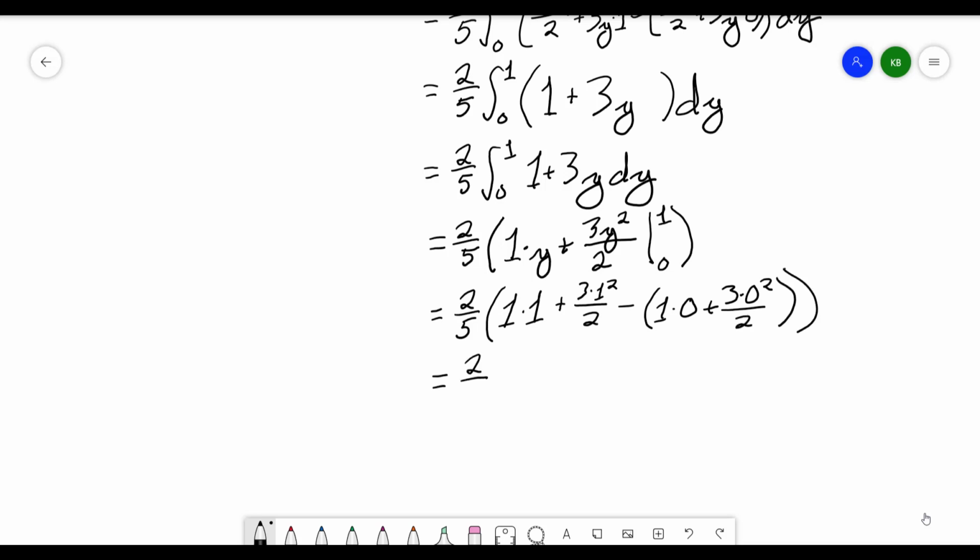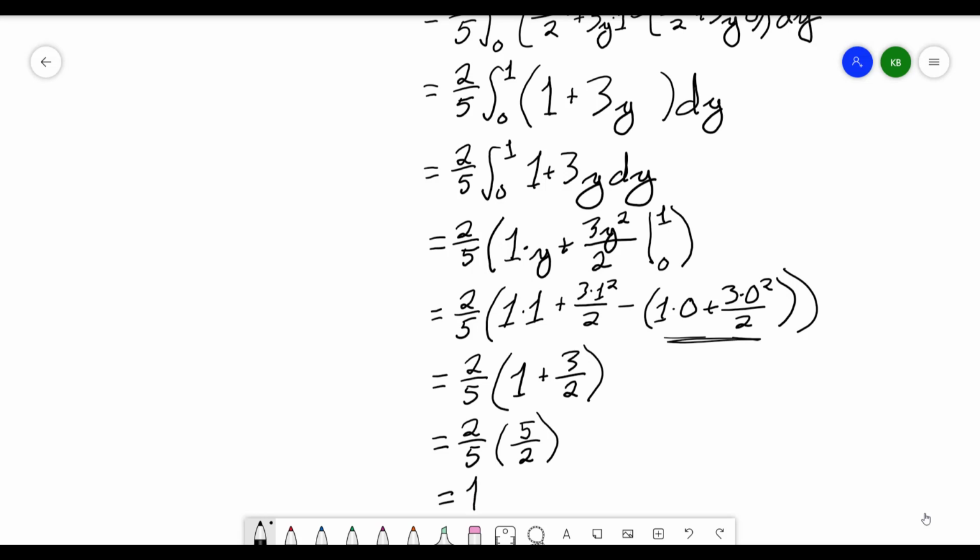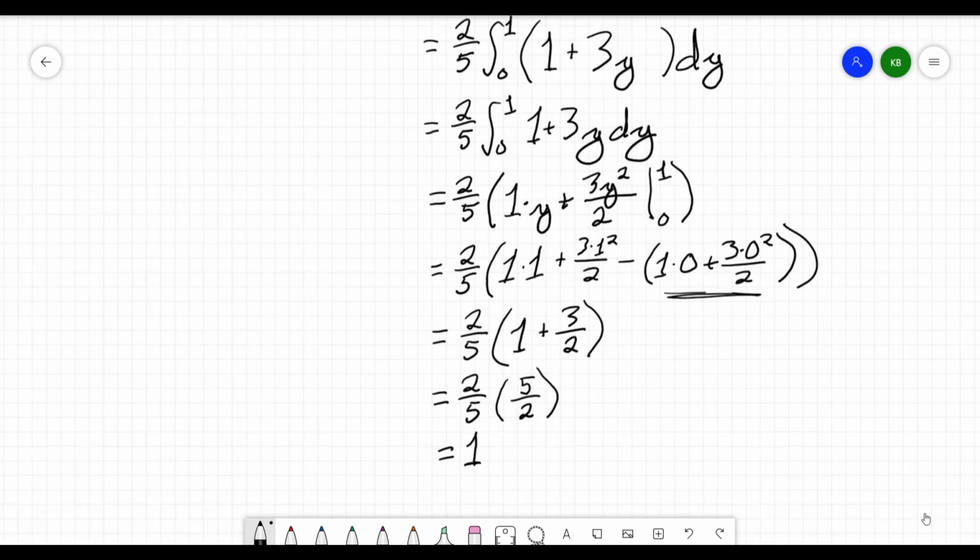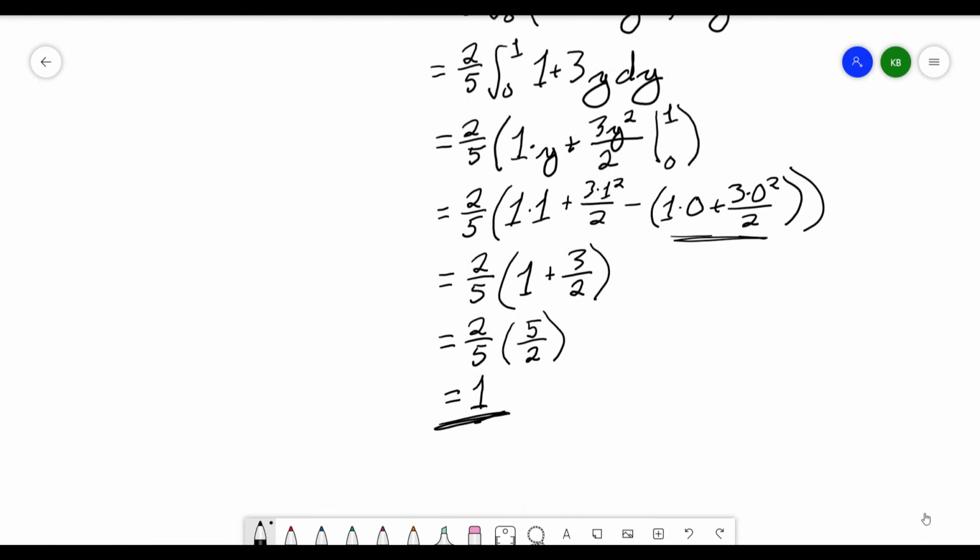So when I simplify this, I'll still have my 2/5 hanging out front. I have 1 times 1, or 1, plus 3 times 1 squared is 3 divided by 2. So I have 3 halves there. And then everything inside of my parentheses here zeroes out, so I'm subtracting nothing. And then I'm left with just some simple arithmetic to simplify this. So 1 plus 3 halves is really 5 halves. 2/5 times 5 halves is going to be 1. And that actually did exactly what I needed to do. I needed to verify that second part of the definition.